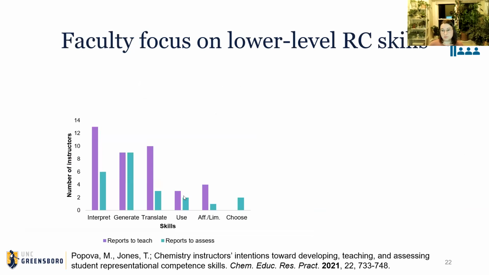Here's the data from these 13 chemistry professors. On the y-axis, we have the 13 instructors. On the x-axis, we have the various RC skills. And this is what they reported to teach and what they reported to assess. As we can see, a lot of the instructors talked about teaching students interpreting, generating, and translating between representations. Some also talked about assessing some of these skills. Specifically, a lot talked about assessing student ability to generate representations in their assessments.